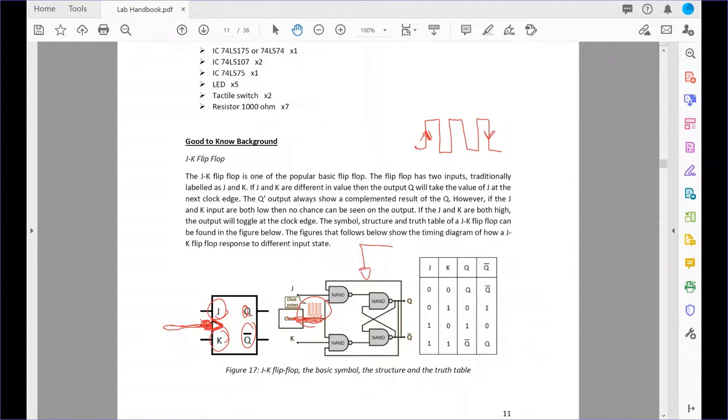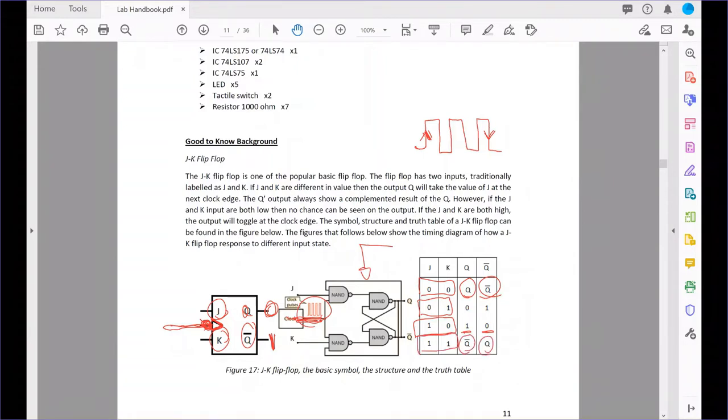input values. If you have both inputs equal to 0, there will be no change to your output. The output will remain the same. If you have a 0 and 1 input, then your output will be 0, 1, so your Q will be 0 and your Q bar will be 1. If J is 1 and K is 0, then your Q will be 1 and your Q bar will be 0. If both are 1, 1, they will toggle, flip itself.